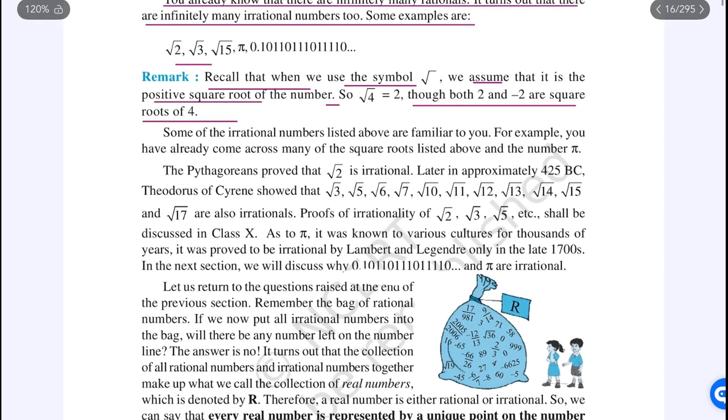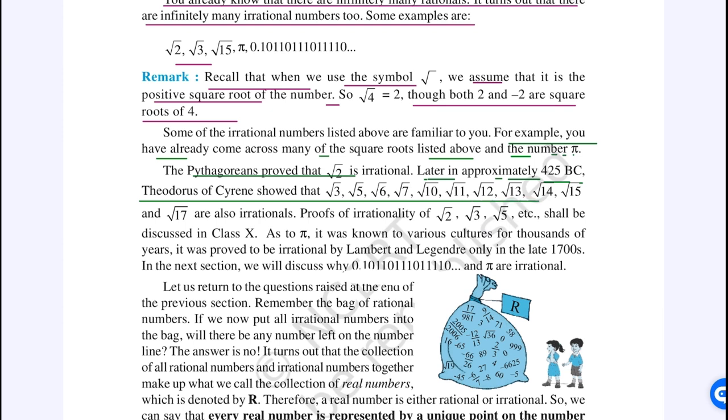Some of the irrational numbers listed above are familiar to you. For example, you have already come across many of the square roots listed above and the number pi. The Pythagoreans proved that root 2 is irrational. Later, in approximately the 4th to 5th century BC, Theodorus of Cyrene showed that root 3, root 5, root 6, root 7, root 10, root 11, root 12, root 13, root 14, root 15, and root 17 are also irrational. Proofs of irrationality of root 2, root 3, root 5, etc. shall be discussed in class 10th.